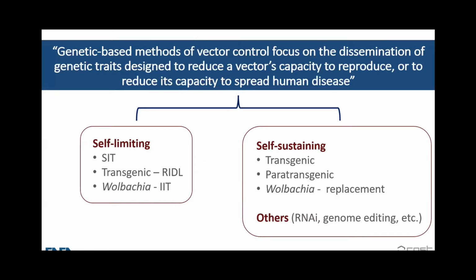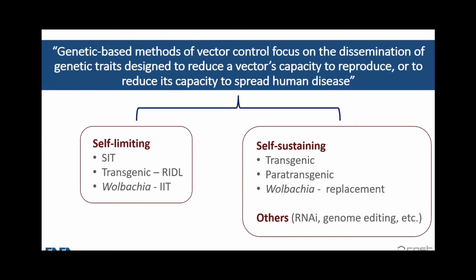Let's start with a classic definition of genetic control shared by the International Atomic Energy Agency and the World Health Organization. Genetically based methods of vector control focus on the dissemination of genetic traits designed to reduce a vector's capacity to reproduce or to spread human disease.